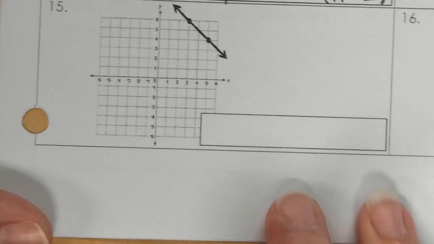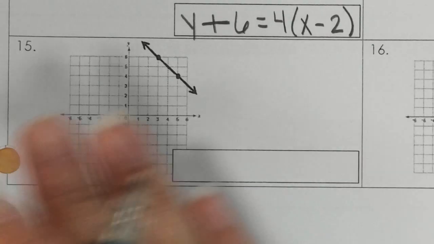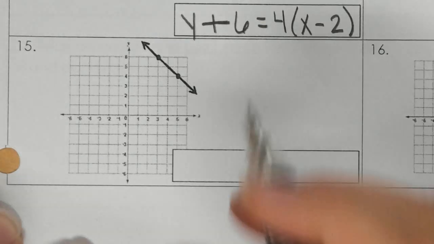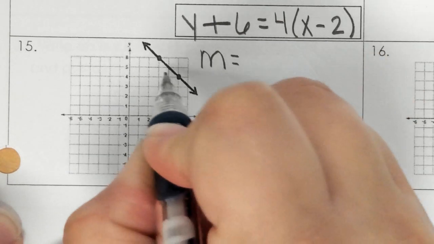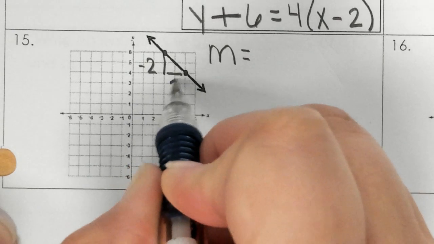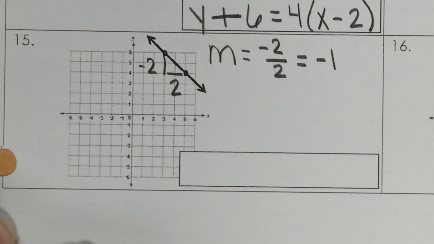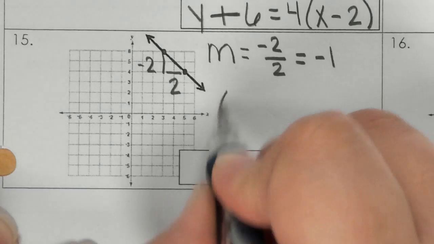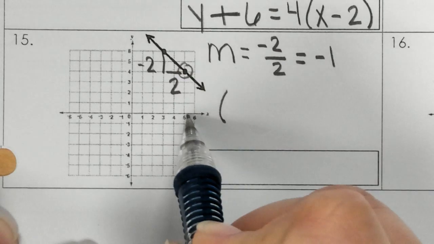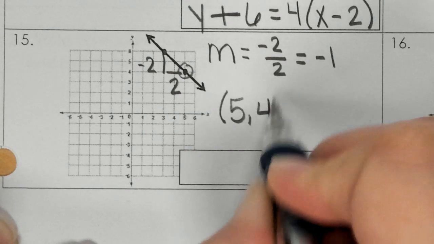Okay, for 15 and 16, if you look at both of these graphs, they do not cross the y-axis in the actual picture that we can see. So we have to use a point and a slope to go ahead and solve this. So slope, I'm going to go down 2 and right 2, and that gives me a negative 1. My point would be the farthest right point, which would be this one right here, and that is a 5, 4. So 5, 4 as an ordered pair.